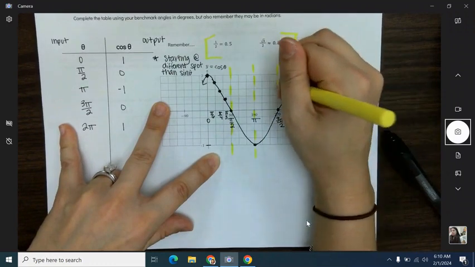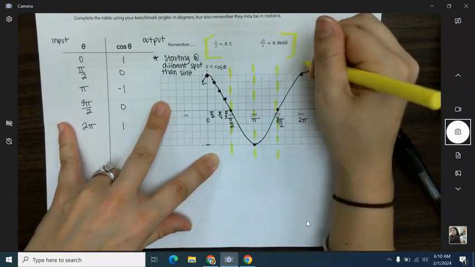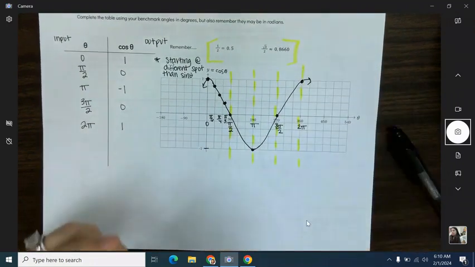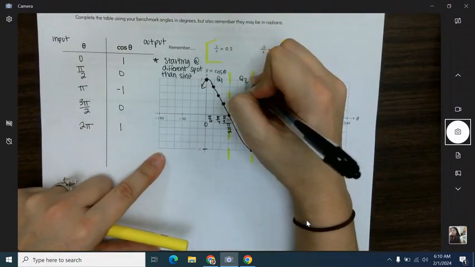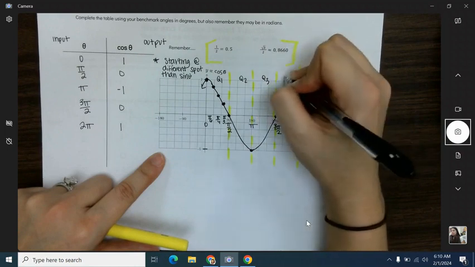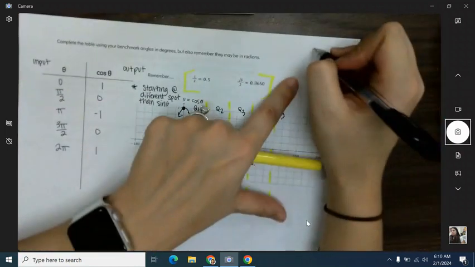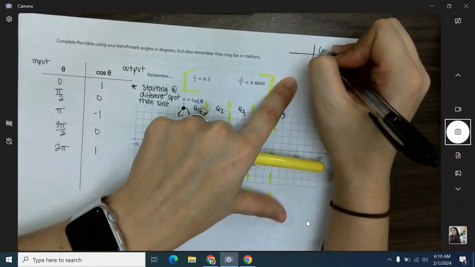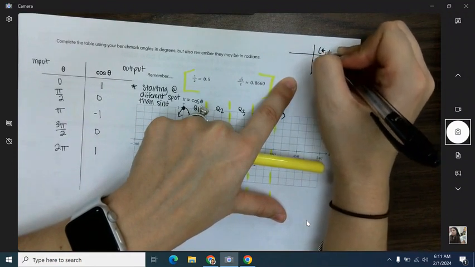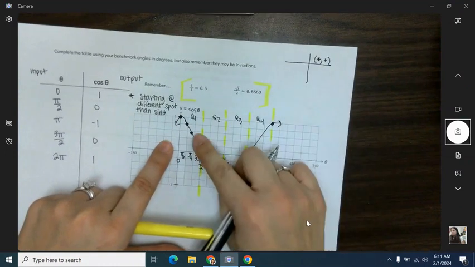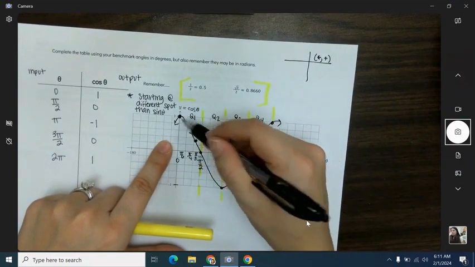I'm just using a yellow highlighter. Feel free to use a different color in Cami, right? But here's quadrant 1, here's quadrant 2, quadrant 3, quadrant 4. And if we think about the 4 quadrants, our x value is positive and our y value is positive in quadrant 1. So look, all of our values are positive.